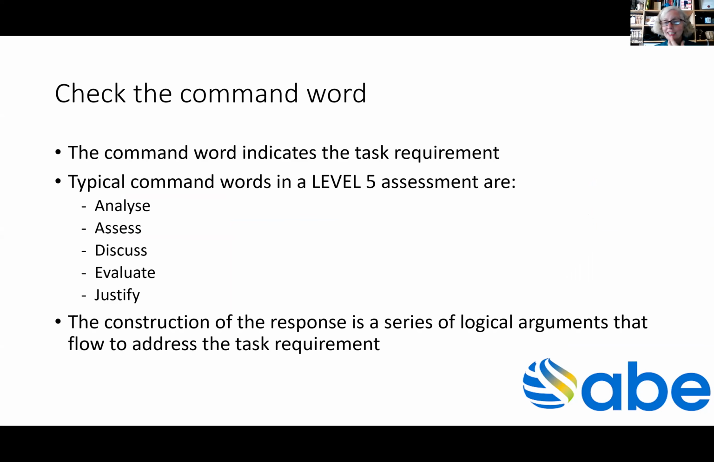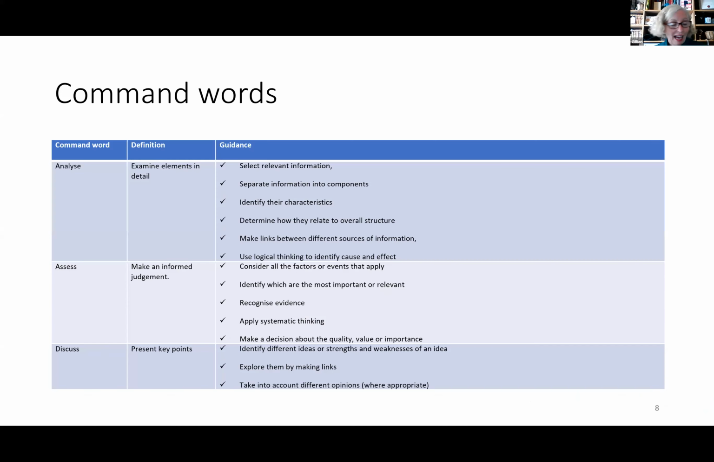And for level 5, typically, I would expect to see analyse, assess, discuss, evaluate, and justify. And this construction of the response is the arguments that flow to the task. But they're going to be the 5 command words that we see. And as I said, I rarely see other ones at this level. So let's have a look at what they mean. If we look first at analyse, that's a little bit small for my eyes, so I'll read it from the paper. I hope you can see it.